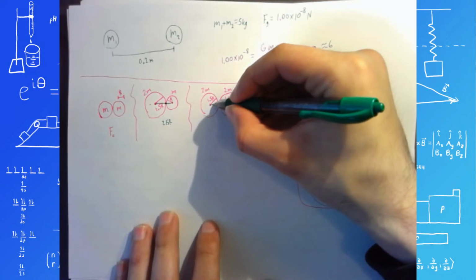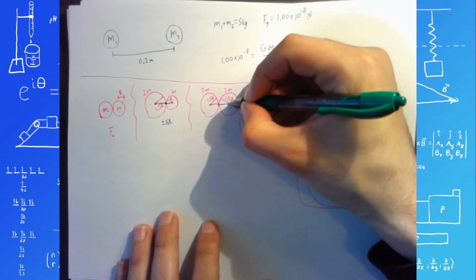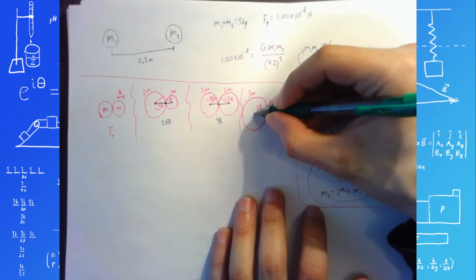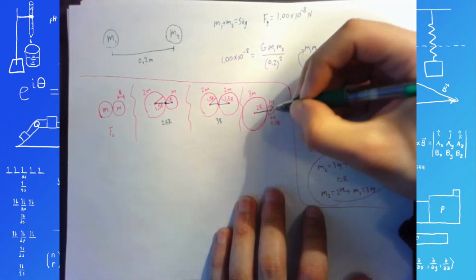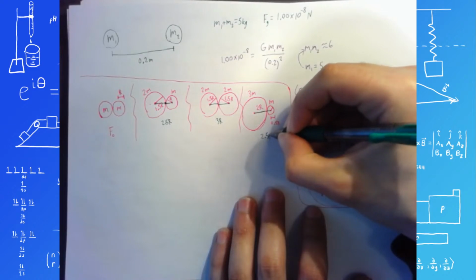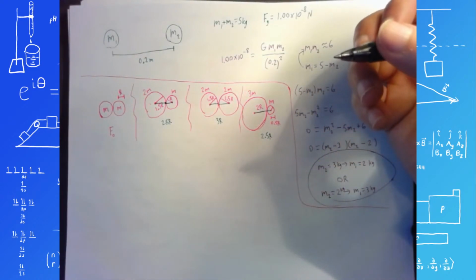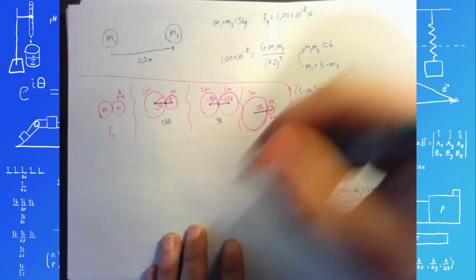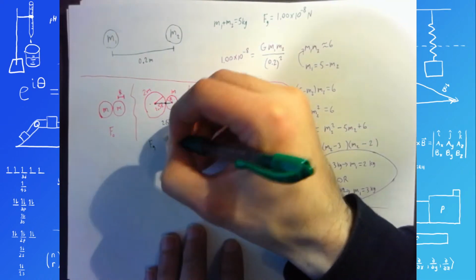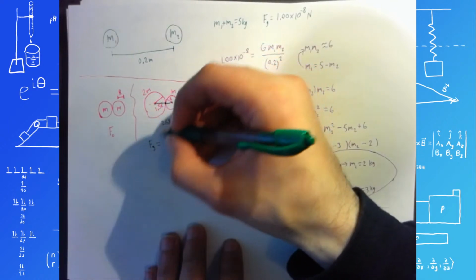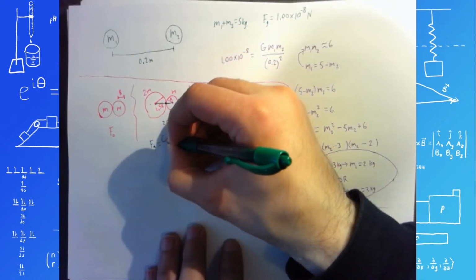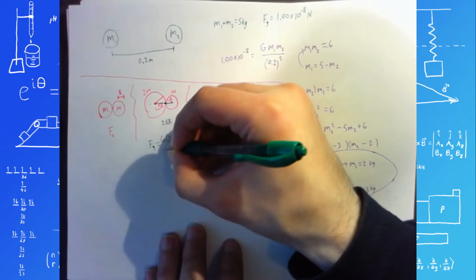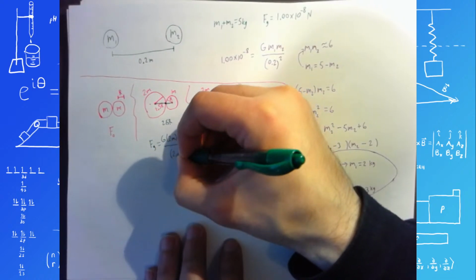Over here, 1.5 r this way, and another 1.5 r that way, that's 3 r. And then over here, we've got 2r this way, and then a half r that way. That's 2.5 r. And now that we know that, we can go ahead and calculate the force. The force would be, for this first one, big G times 2m times m over the square of 2.5 r.